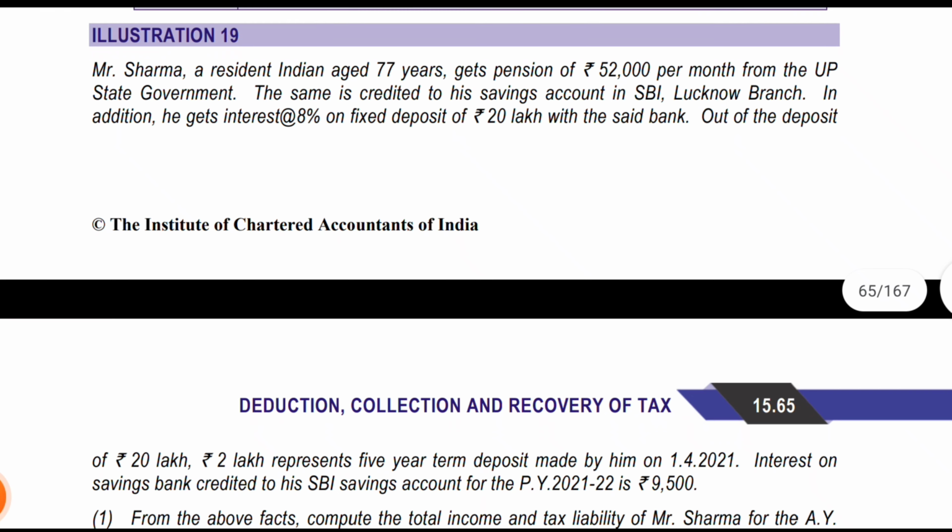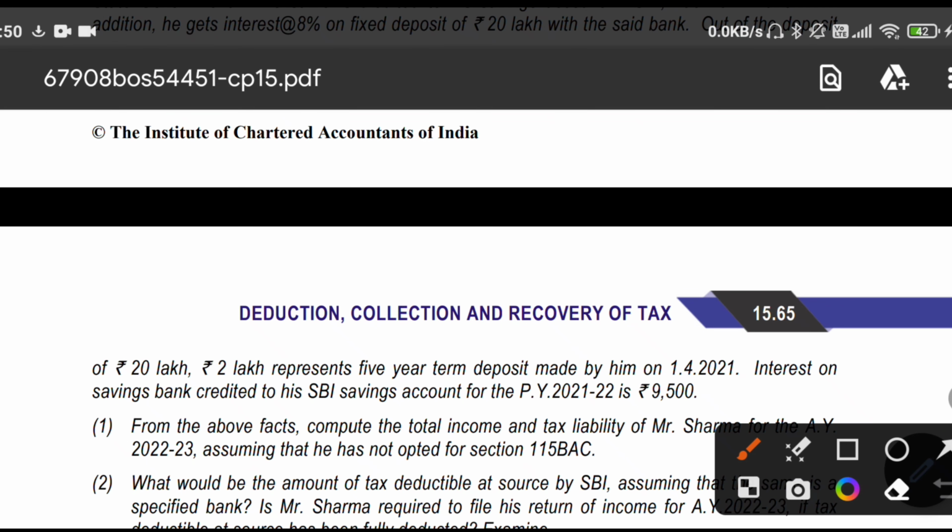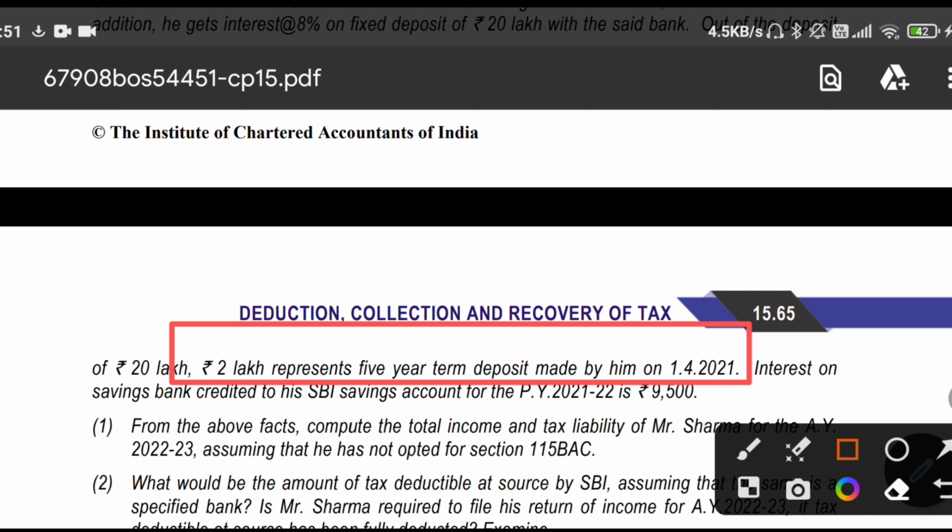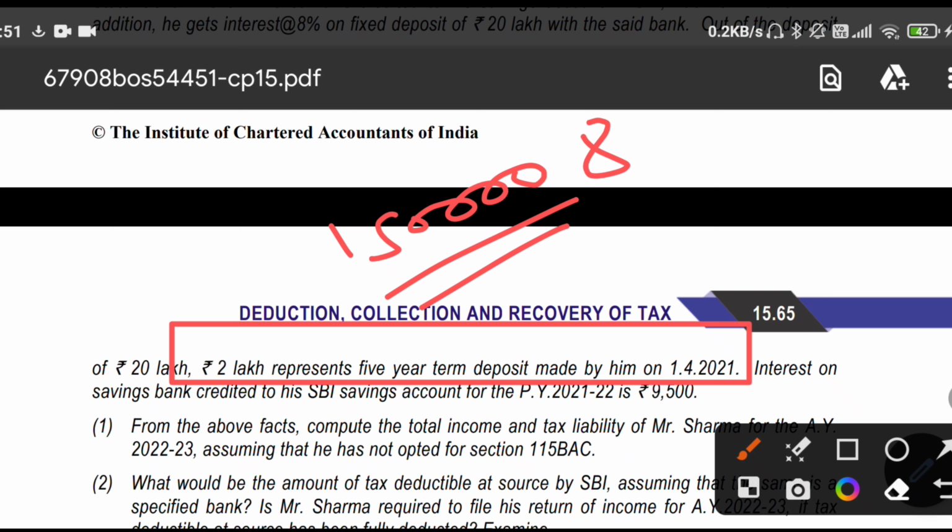And there are many deductions because it's given that rupees 2 lakh represent a 5-year term deposit made by him, right? So under section 80C, we get deduction maximum 1,50,000, and there is a point there of investing in a 5-year term deposit. If we deposit in a 5-year term deposit, we will get deduction up to 1,50,000. So maximum deduction that can be claimed is up to 1,50,000. So he will get 1,50,000 deduction for 80C, and he gets many interest, right?